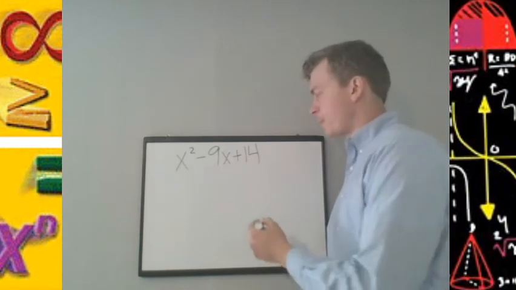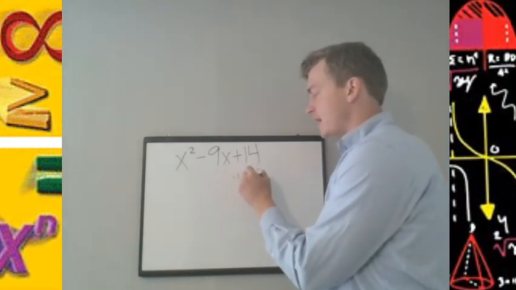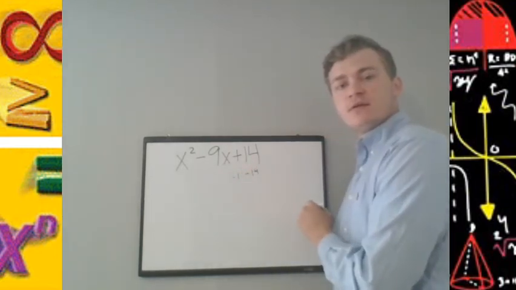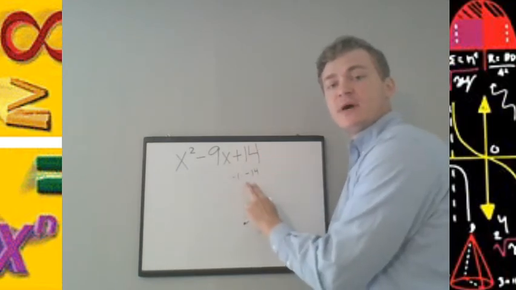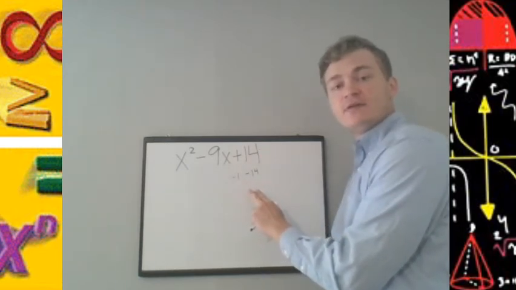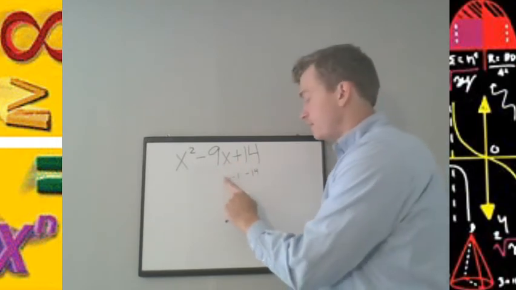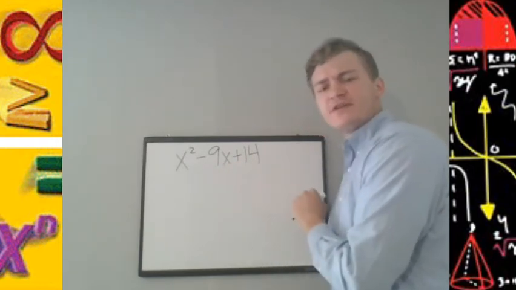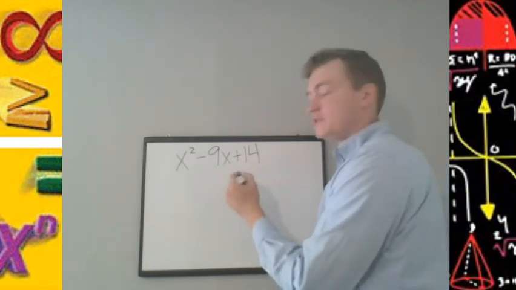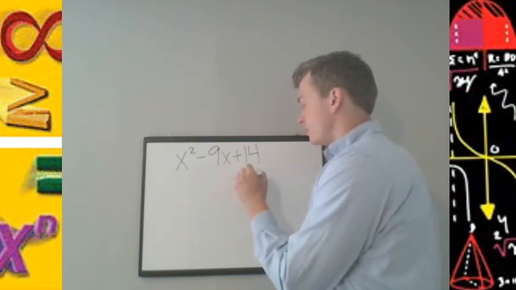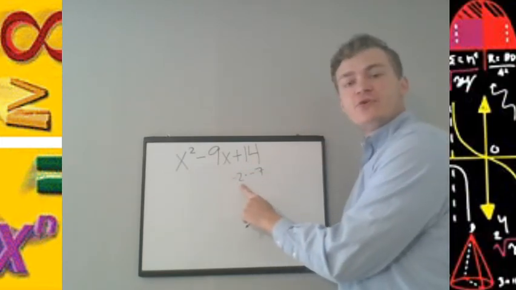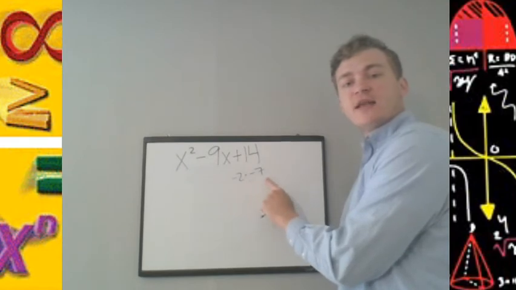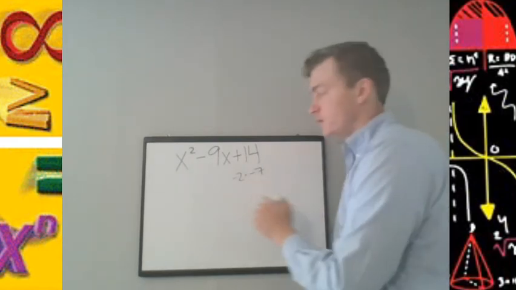Now what are they? Well, negative 1 times negative 14 is positive 14, but this combines to give me negative 15. Not negative 9. What are the other factors of 14 again? What about negative 2 times negative 7? Negative 2 multiplied by negative 7 is positive 14.